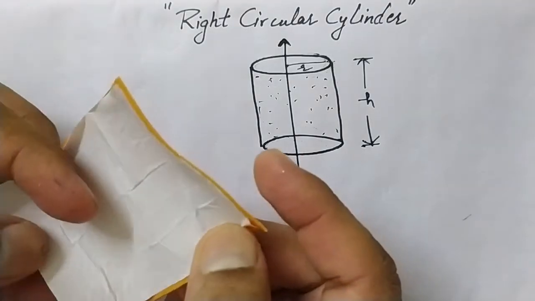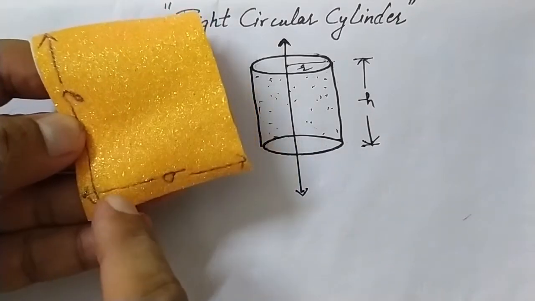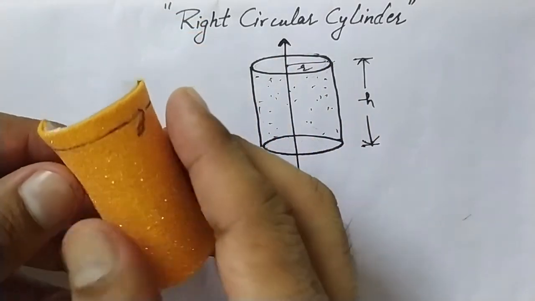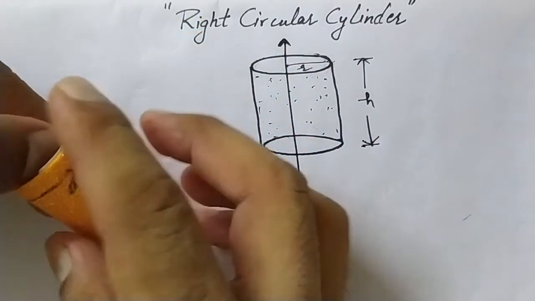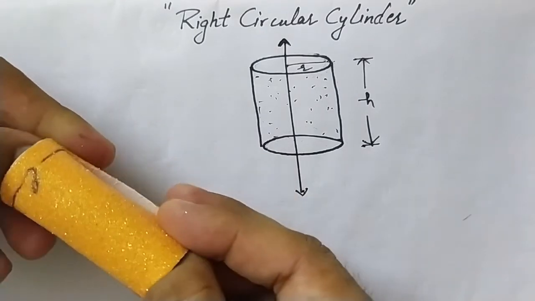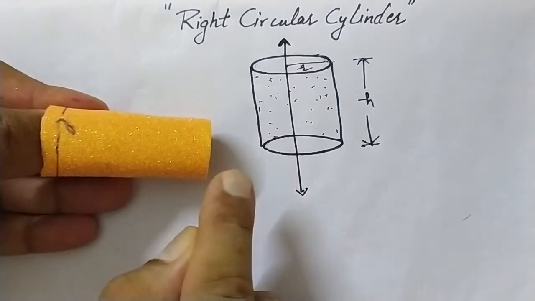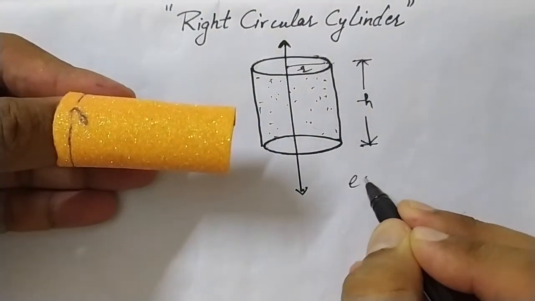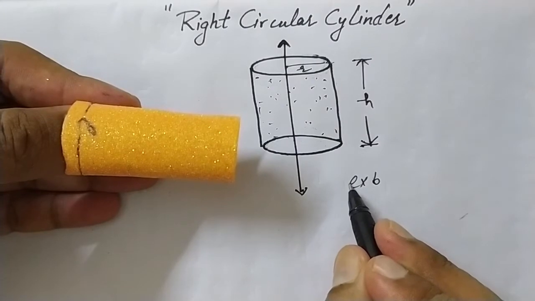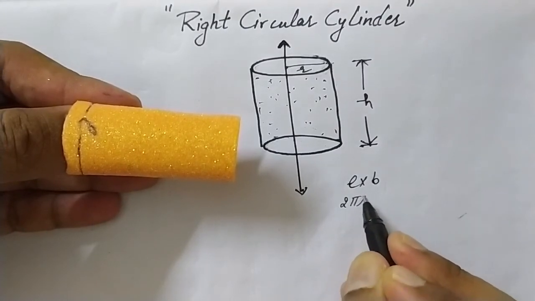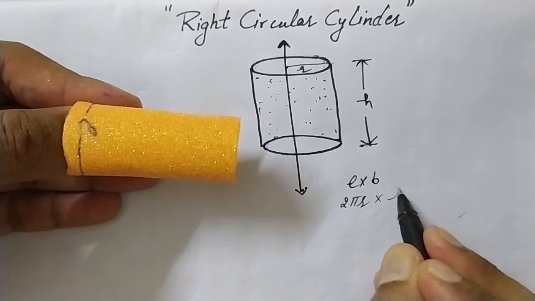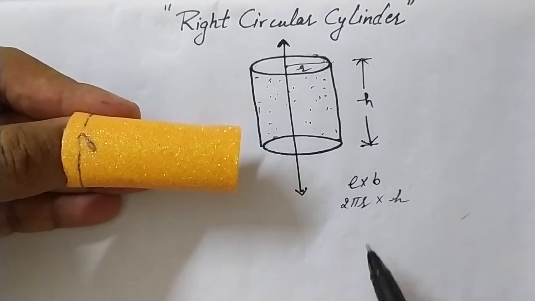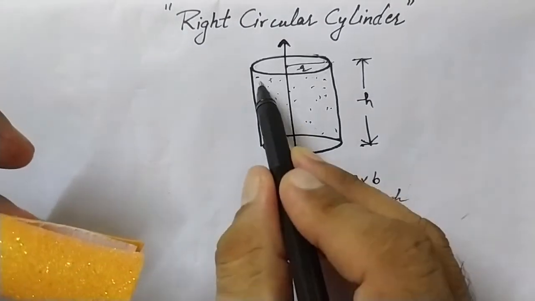So earlier this rectangle's area was L into B, meaning length into breadth, that you all know. Now L is becoming 2 pi r and breadth is becoming height. So the rectangle's area is L into B, but now the length becomes 2 pi r and the breadth becomes h. So what is the CSA of this cylinder? 2 pi r h. So this is the CSA.